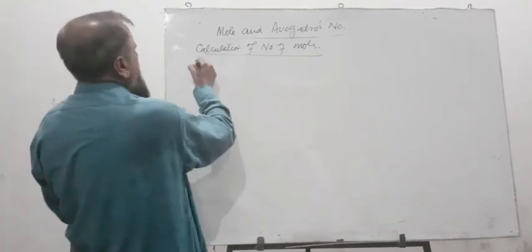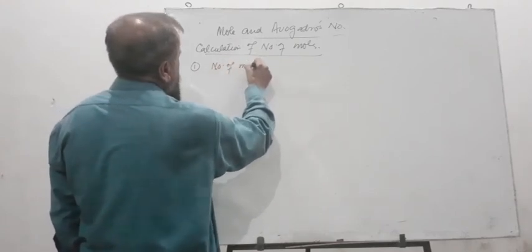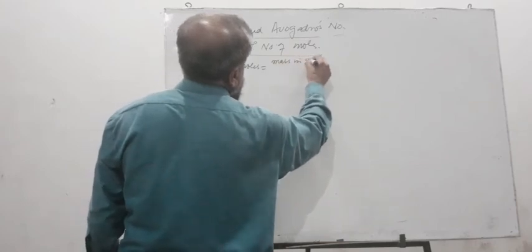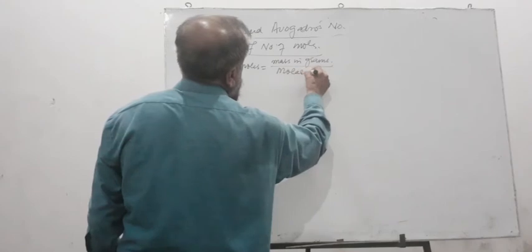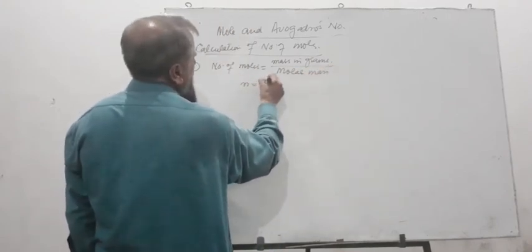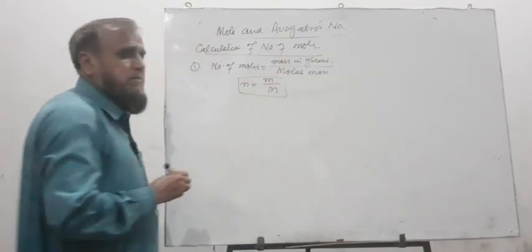The first equation is that the number of moles of any substance is equal to mass in grams divided by molar mass. Mathematically, we can write it N is equal to small m by capital M.